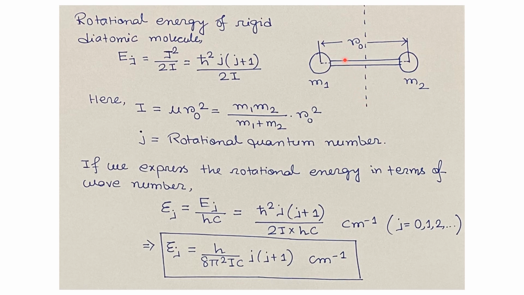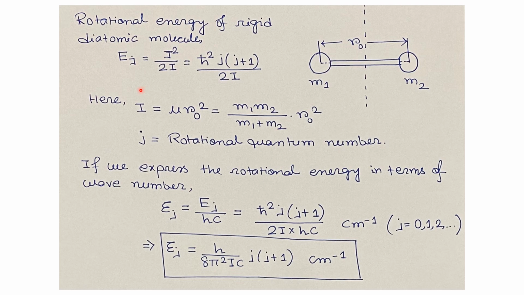by the distance r0. The molecule rotates end over end about an axis passing through the center of mass. In such a case, the rotational energy levels of the rigid diatomic molecule in quantum mechanics are given by Ej equals j squared by 2I. Here j refers to the total angular momentum of the rigid diatomic molecule.